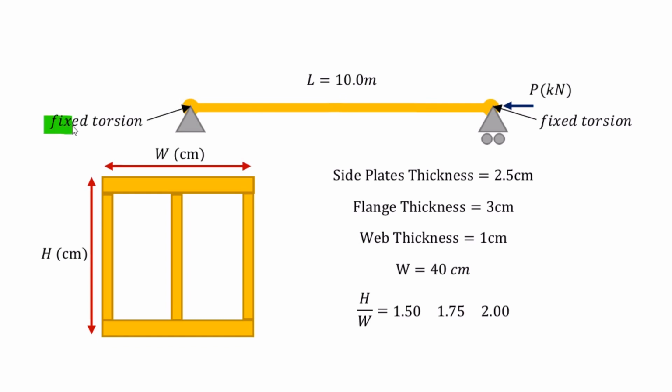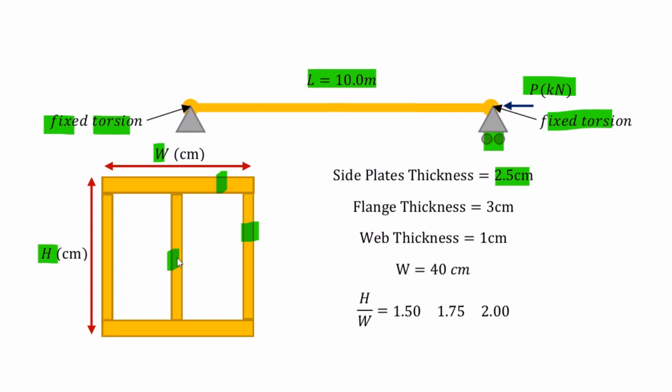Here we will see this end that's fixed for torsion, this end also fixed for torsion, and this roller actually moving. So we have applied the axial compression load and length is 10 meter and elastoplastic buckling analysis we will see it. This H is height and W is the width. So side plate thickness 2.5 centimeter and flange thickness 3 centimeter, web thickness 1 centimeter we are given, and width is 40 centimeter. So we will make 3 analysis with 3 different sections, H by W ratio 1.5, 1.75 and 2.